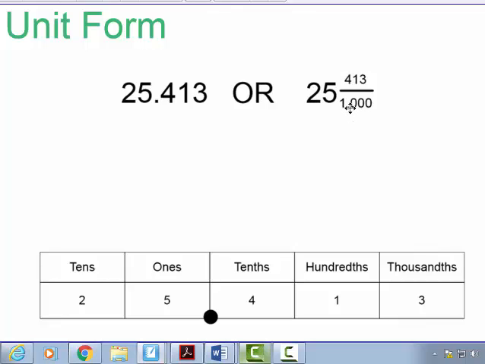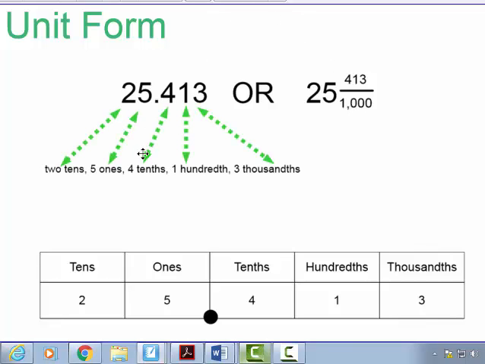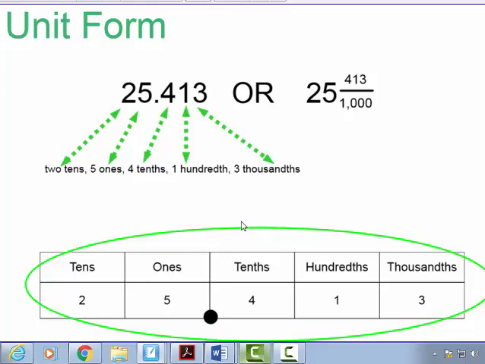Let's take it a step further and apply our place value reasoning. We can look at our digits and clearly break down each number that we have within here. We can see, just like our place value chart, we have 2 tens, 5 ones, 4 tenths, 1 hundredth, and 3 thousandths. Where do we get that information? Right here from the place value chart. So now we can see each unit that makes up our entire number.